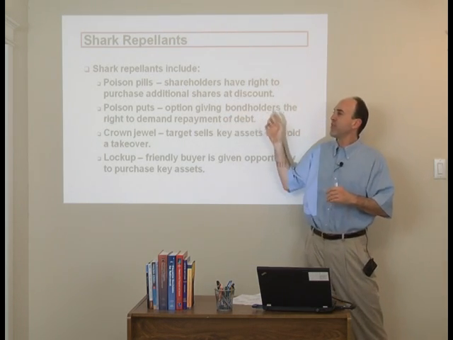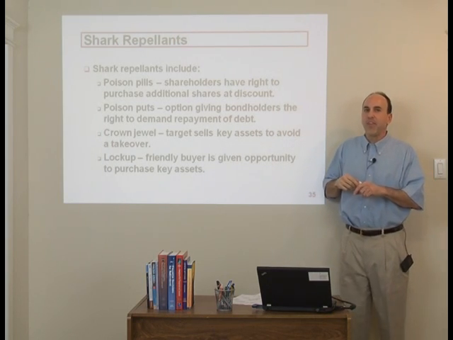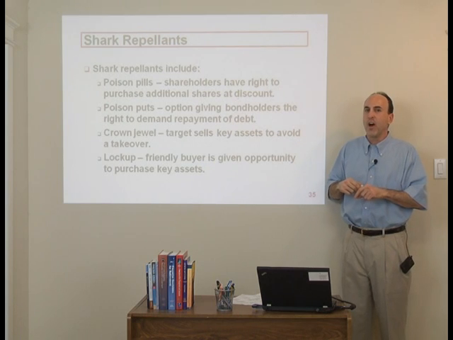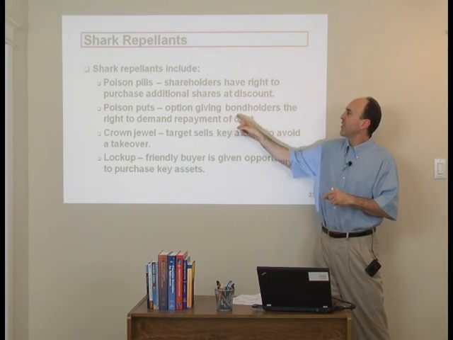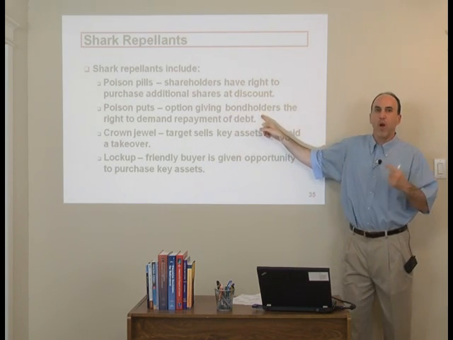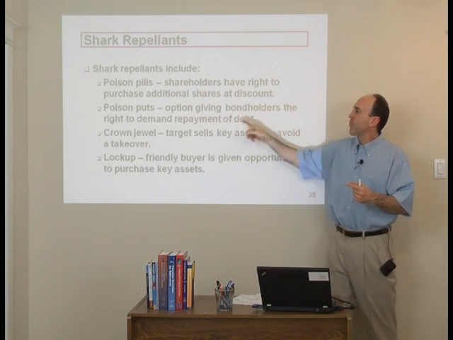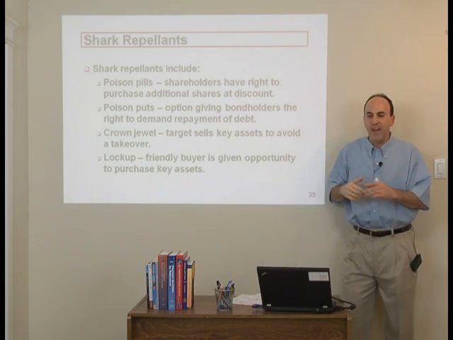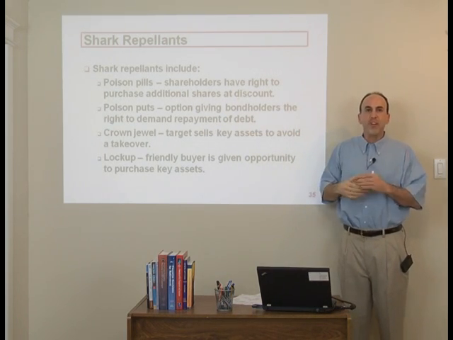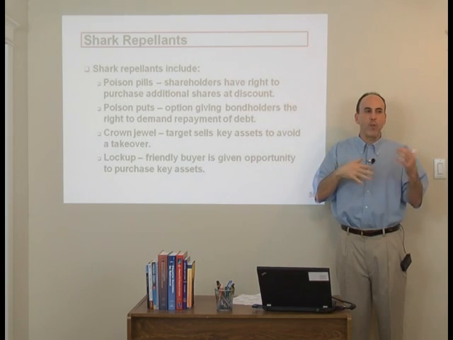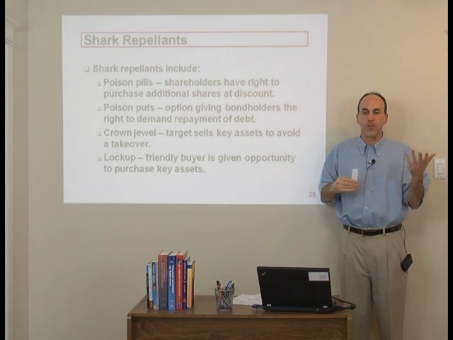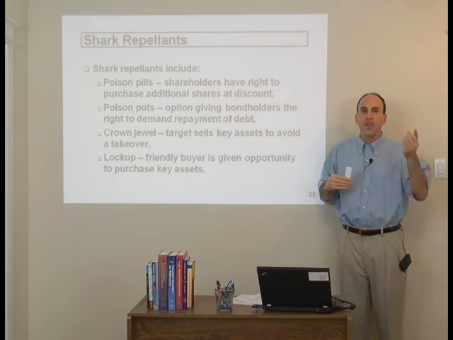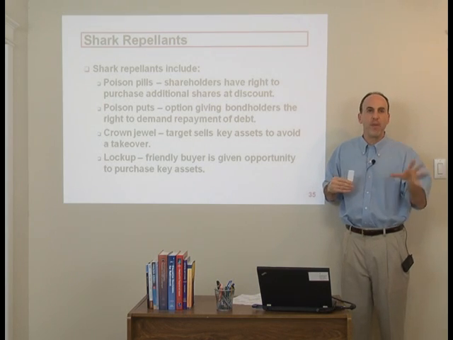A poison put is another shark repellent. This time it's not the existing shareholders that have the rights. Under a poison put, we give existing bondholders, so our creditors, the right to demand repayment of their debt if the company is taken over. And so if a raider's coming in and they want to take over the company, they're going to see this agreement, this poison put, that says if they take over the company, then the creditors have the right to demand immediate payment of their debt.